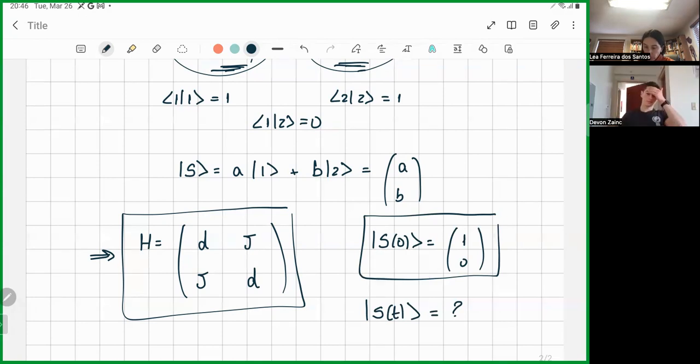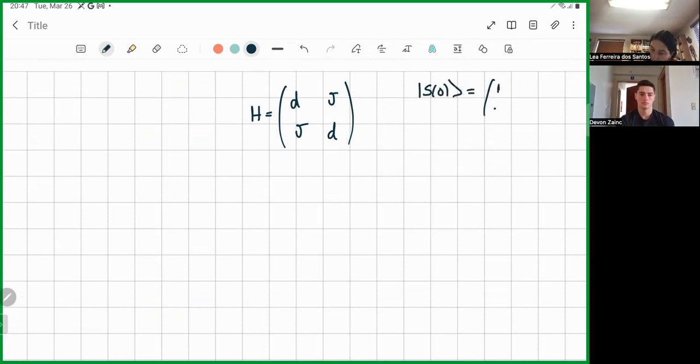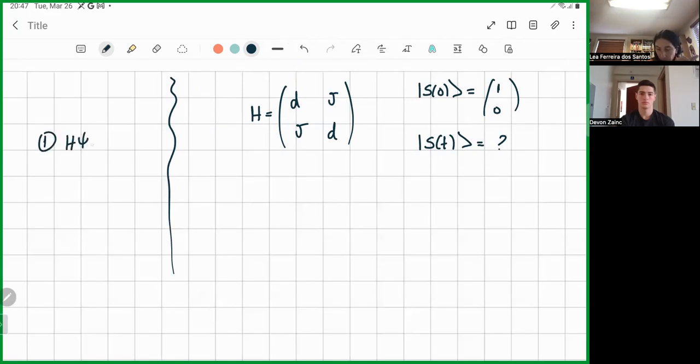So I'm going to rewrite everything here. The Hamiltonian of this problem is this matrix 2 by 2. Our initial state is this vector, this column 1, 0. We want to know what is the state later in time. So I'm going to follow the recipe that we just said, and put it on the side here. First thing that we have to do is solve Schrödinger's equation.